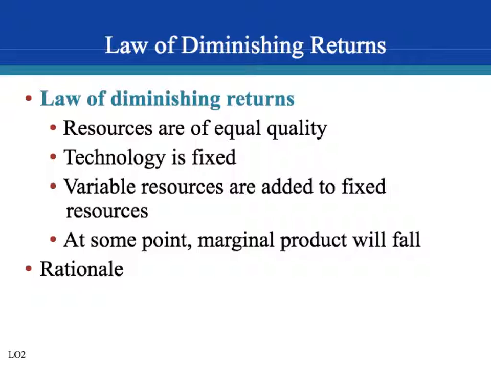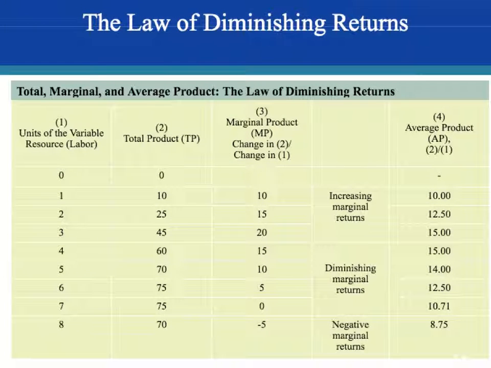So total product is increasing but at a decreasing rate. And marginal product can be negative, but usually it's when, as inputs increase, output increases but at a diminishing rate. Each unit produces less and less than the one before. So let's say the variable resource here is labor.